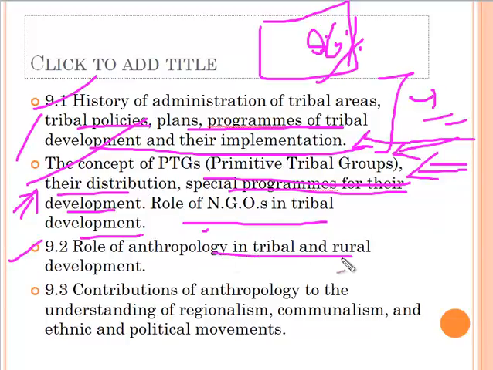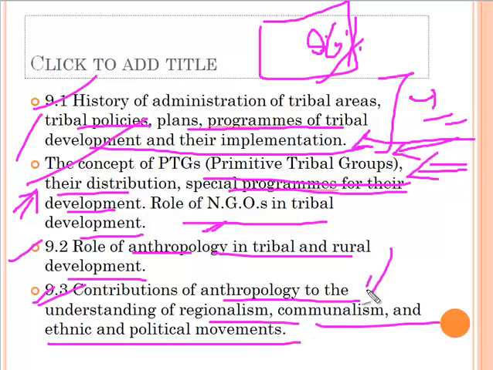Then the role of anthropology in tribal and rural development. Here you have to give both the cultural aspect and the biological aspect: how anthropology can help in dealing with different diseases, and how it can make sure that developmental projects are done according to the demands, challenges and needs of the society, and are not imposed from the external world. Then 9.3, contribution of anthropology to the understanding of regionalism, communalism, and ethnic and political movements. All these things are happening in tribal India also, so you just have to study the case studies here.